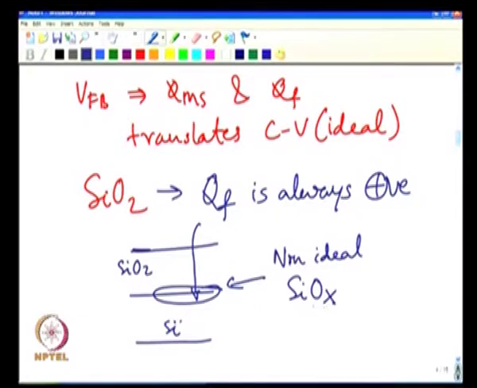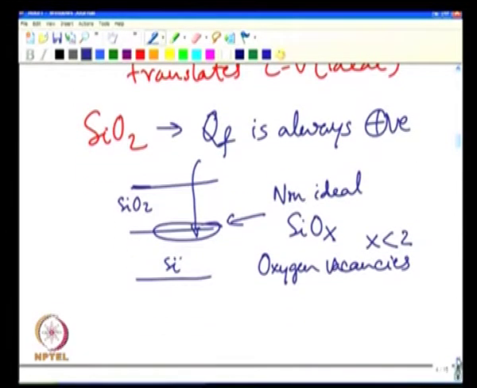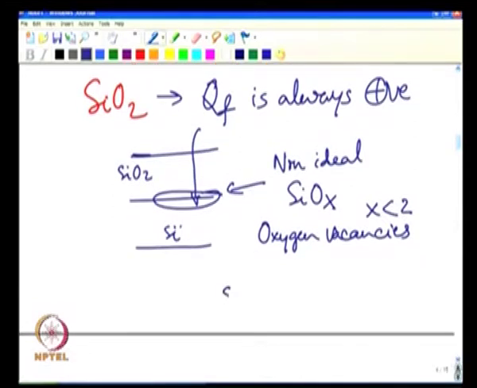What is proposed really is that this was supposed to be silicon oxide with an abrupt transition, but really in this region you have oxygen vacancies. That is why your oxygen is no longer 2, it is less than 2, where your x is less than 2, because you have oxygen vacancies. What I mean by that is, if you were to look at the silicon oxide matrix, the silicon oxide matrix will essentially look like this ideally.